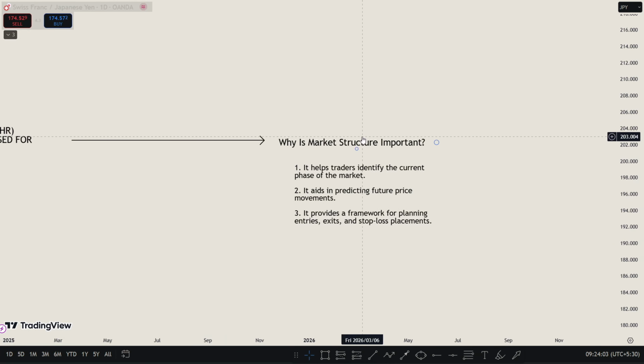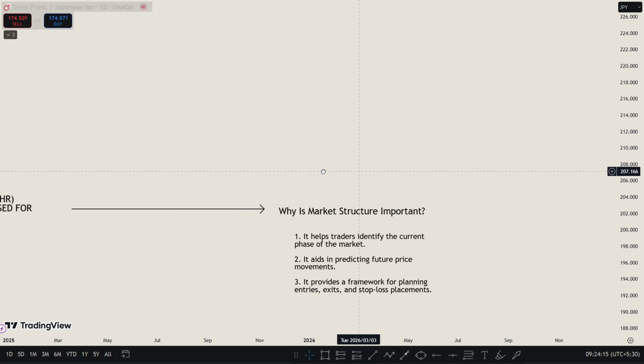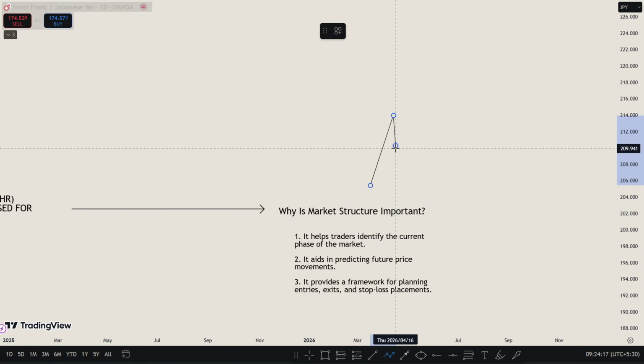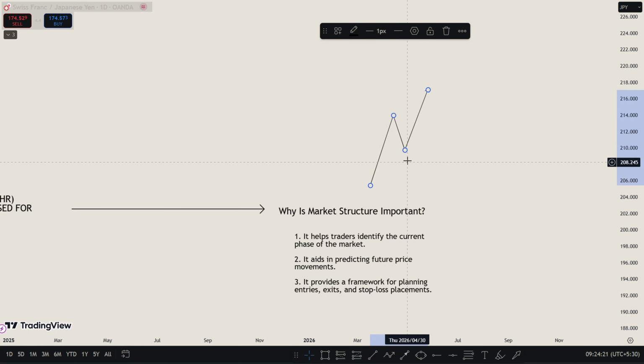As you can see, market structure is important because it helps traders identify the current phase of the market. What does that mean? It means knowing which trend the market is following. Like I explained here, let's say this is a high. Until one of them gets broken, it is a market structure. It is called market structure because it is used to predict future points.